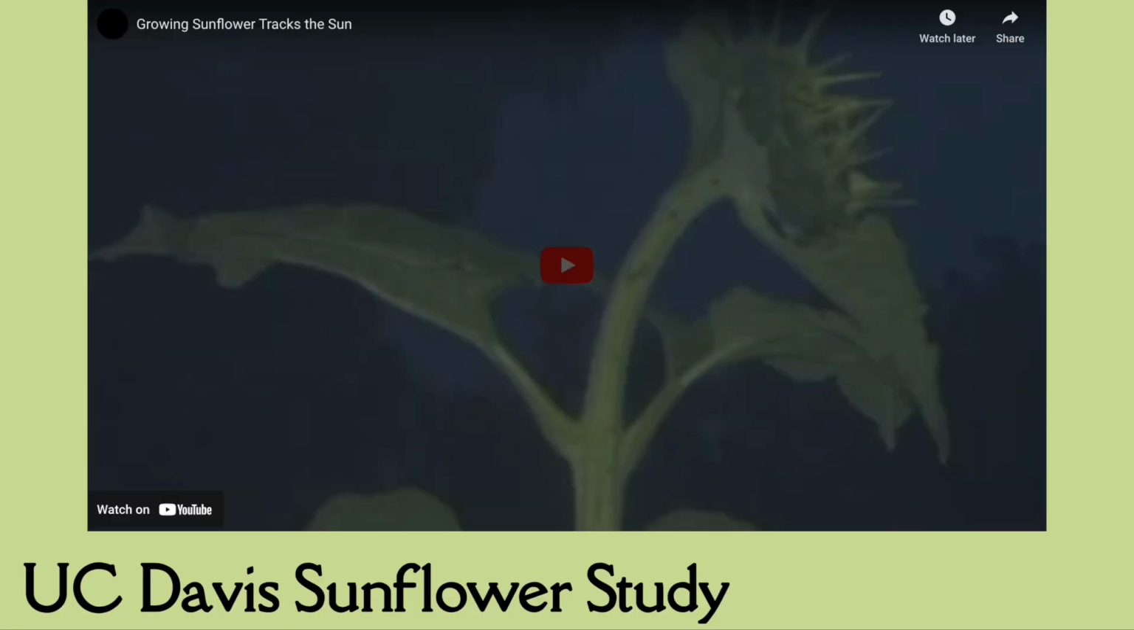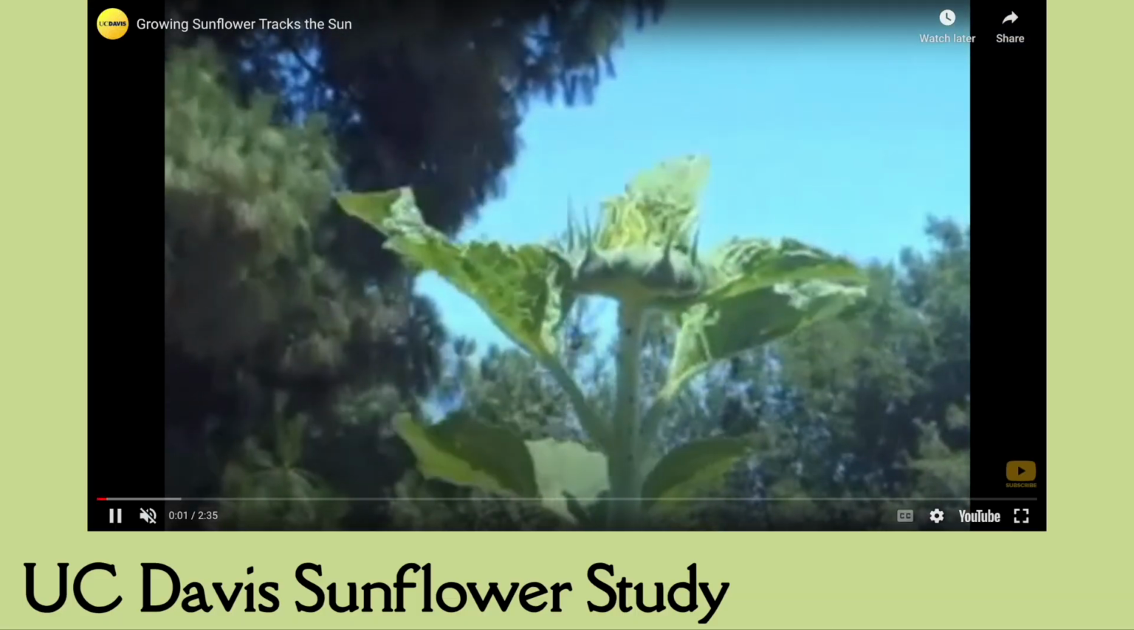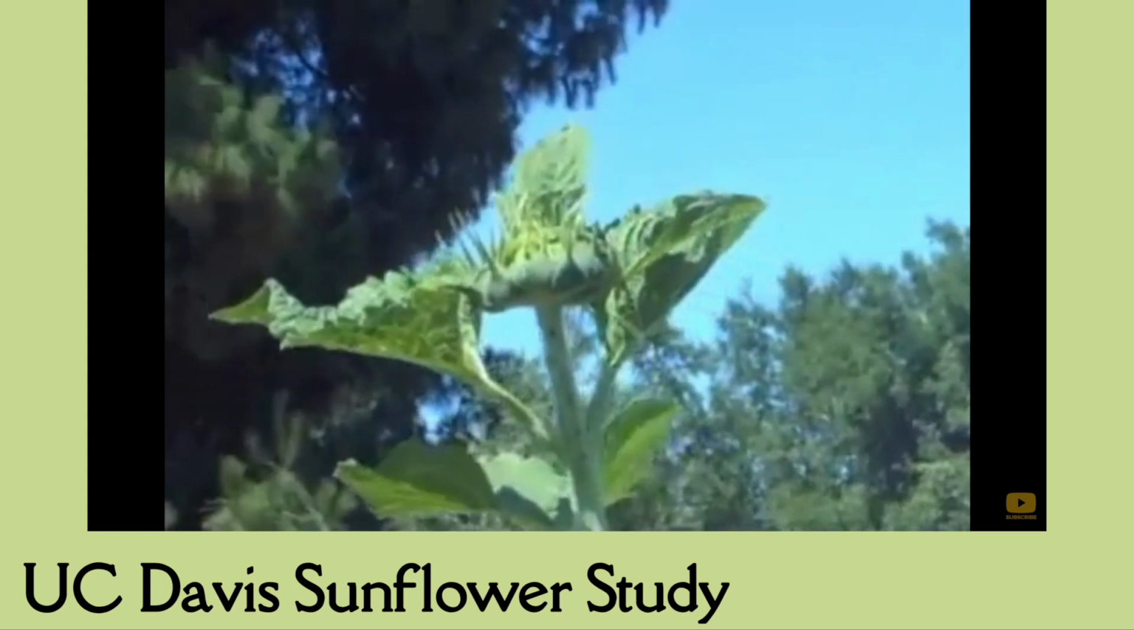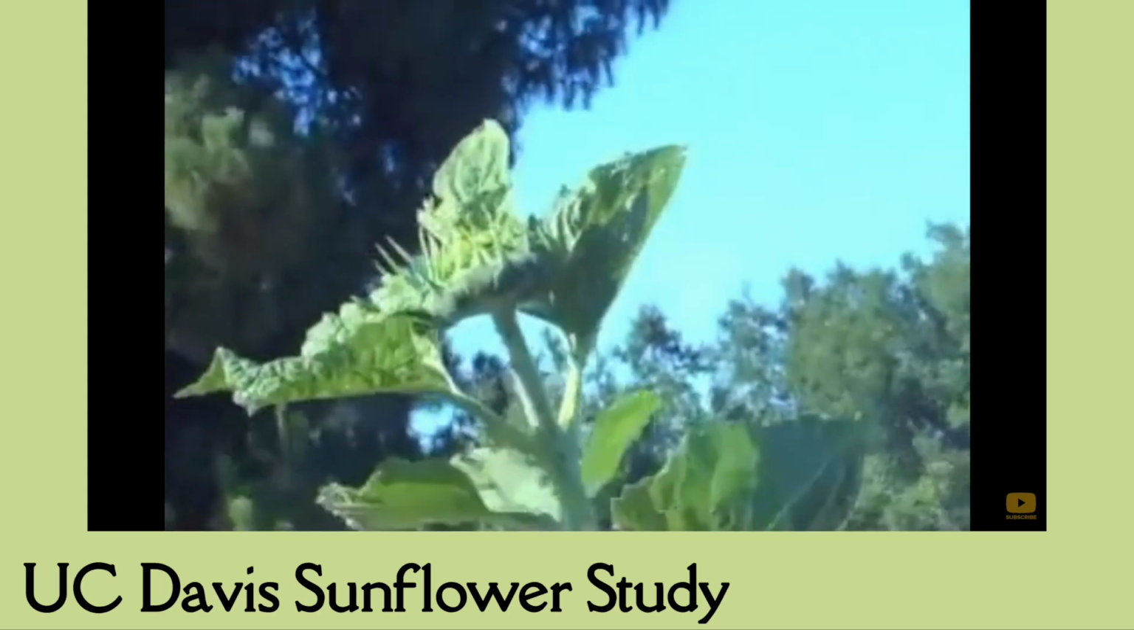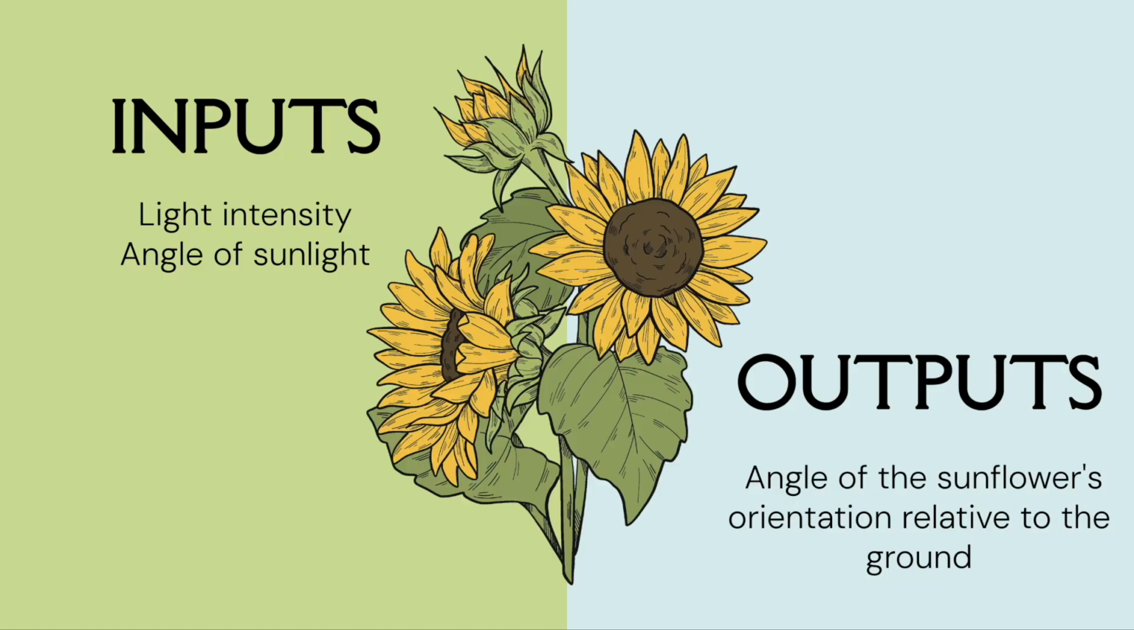A study from UC Davis found that sunflowers track the sun's motion during the day and return back to their normal position during the night. This dynamic control system has inputs of the light intensity as well as the angle of the sunlight, and the output is the angle of the sunflower's orientation relative to the ground.